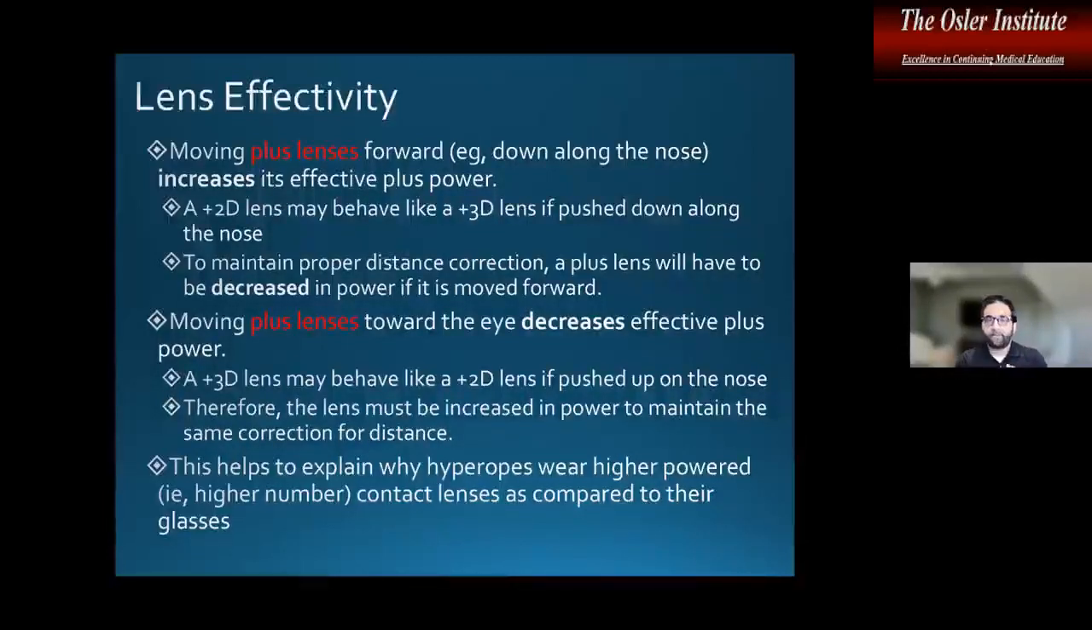So if you have a +5 hyperope, they're going to probably wear like +6 diopter contact lenses as compared to those of you who are myopic. So I'm a -6. This is much easier for me to understand. I'm wearing a -6 in my glasses, but when I wear my contact lenses, it's going to be about a -5.50. So I need less power as a myope on my eye, because when I wear a contact lens, I need less minus power, but in my glasses, I need more minus power.